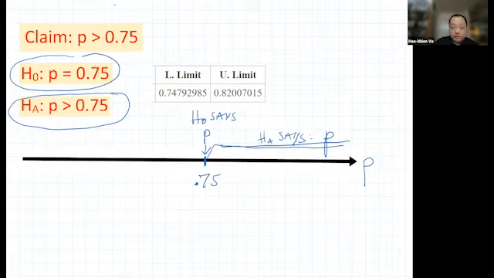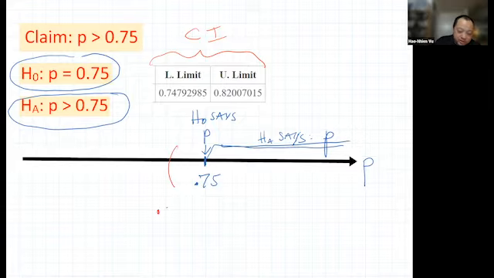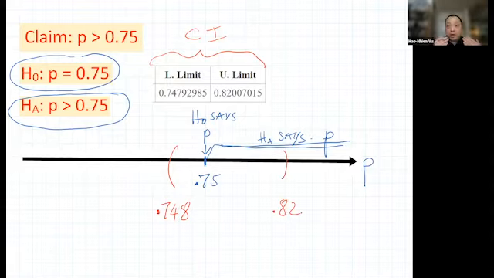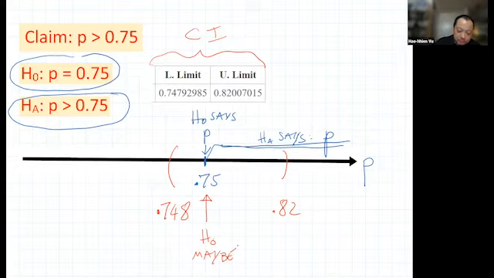The evidence, however, gives rise to the confidence interval. And what does the evidence say? The evidence says that P is somewhere between those two limits. It's somewhere between 0.748 and 0.82. Based on that evidence, can we reject H0? No, because the evidence says maybe H0 is true. Because it could be. The evidence said P could be right there at 0.75.